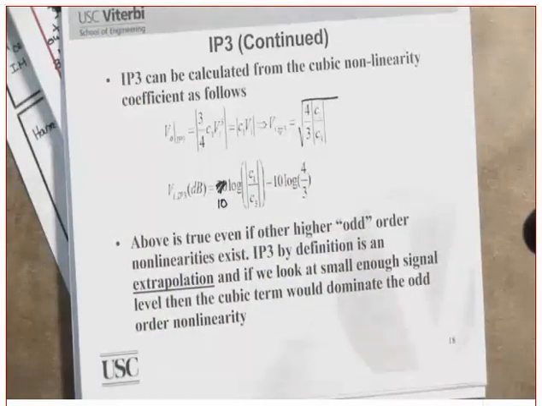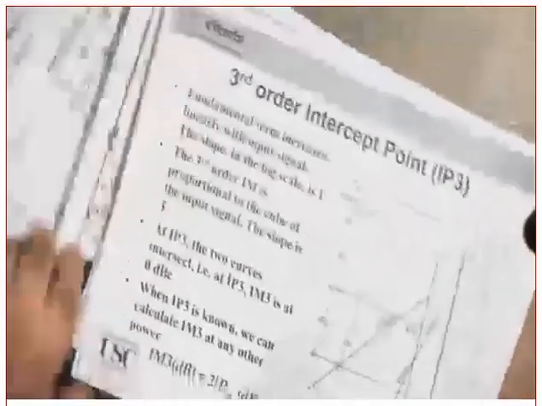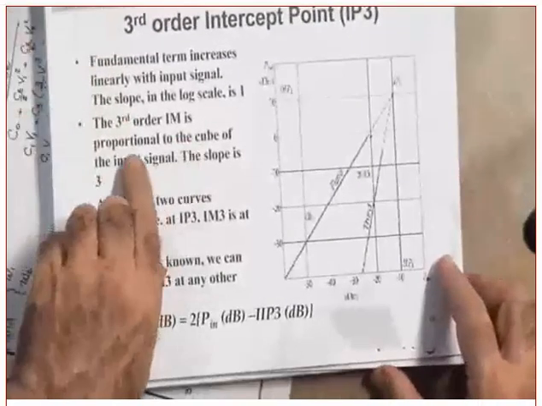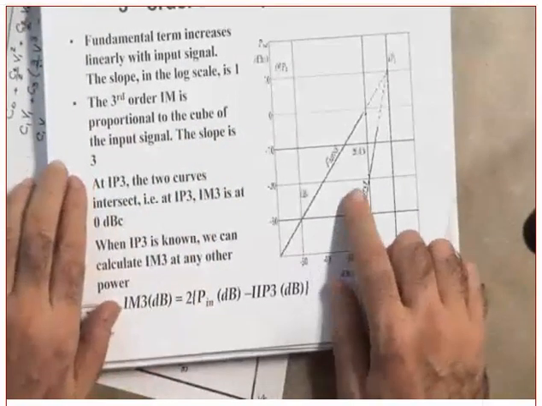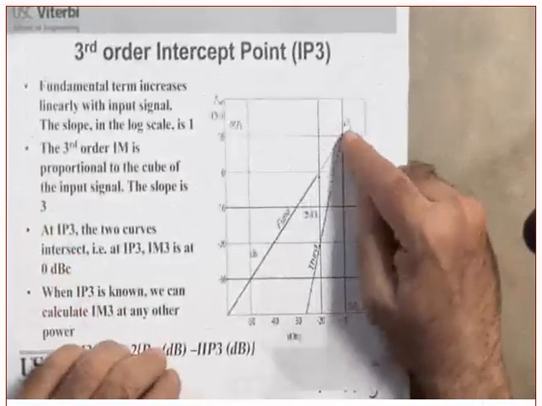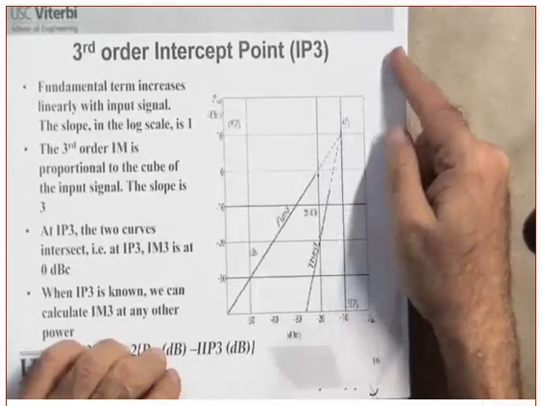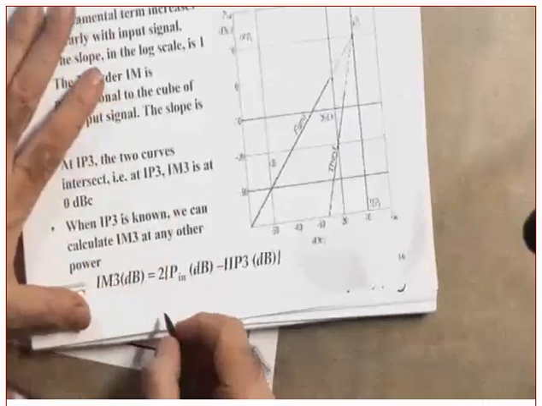Clear? Okay, let's get back to this one. Okay, so the third order intermodulation component is proportional to the cube of the signal. The slope is, again, 3. Okay, now let me ask a question. The higher the IIP3, the higher the IIP3. Again, IIP3, what is the relationship one more time?